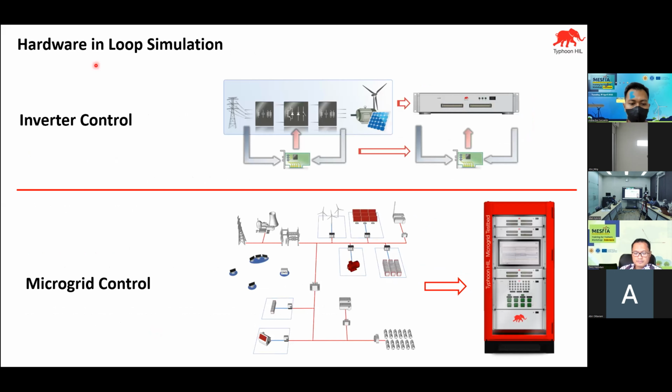So hardware in loop simulation is used for inverter control. You emulate an actual inverter inside the hardware in loop, then you connect your controller and run it in real time to test it. Or on a bigger system, you can do microgrid control. You can use it to emulate an actual microgrid system and then run it in real time.